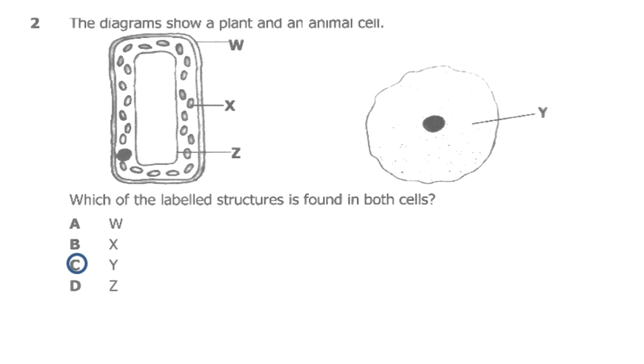When we see the label of the plant cell, we have W, that's the cell wall, and the cell wall is not found in both. We have X, those are the chloroplasts, and they are only found in plants. And Z, the vacuole, is also only found in plants. So the cytoplasm is found in both plant and animal cells. So our answer is C.